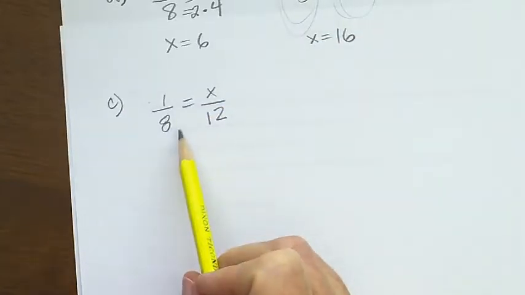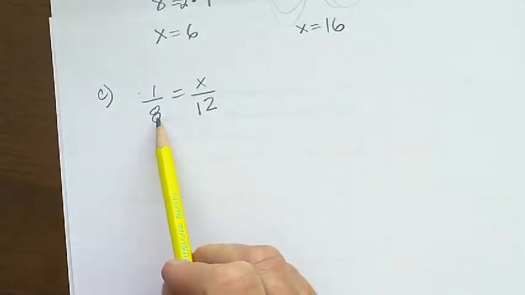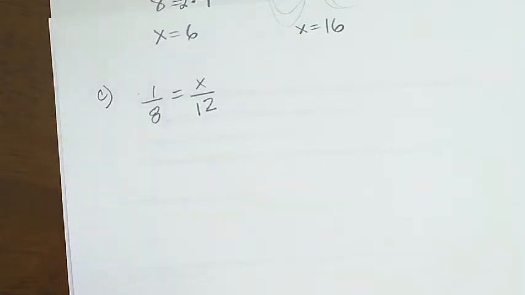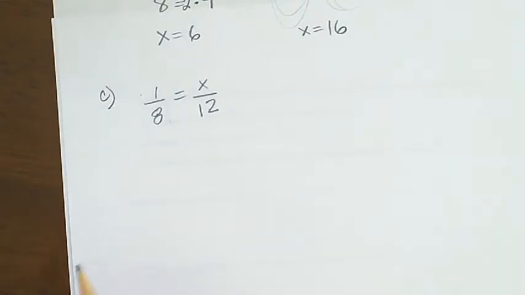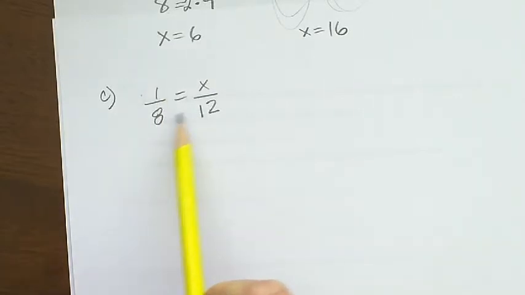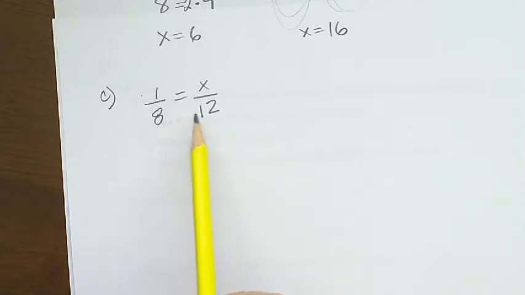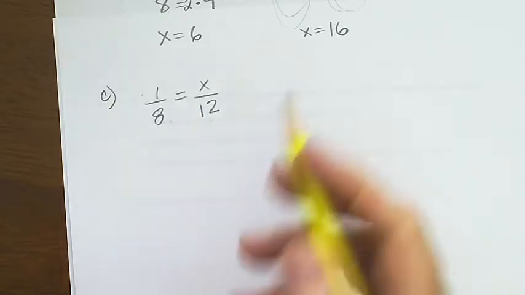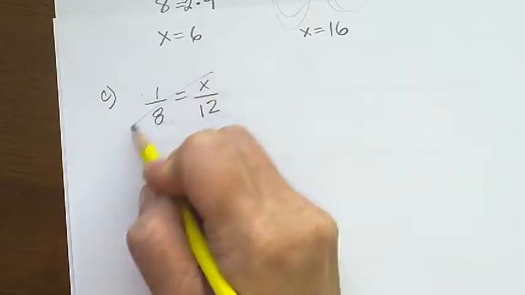Okay, we've got one that's not quite as easy because maybe I don't know what to do to 8 to get 12. And these will never be adding or subtracting because you're showing that 2 ratios are equivalent. That means that you're going to be multiplying this term to get this term or dividing. So let's just cross multiply and divide.